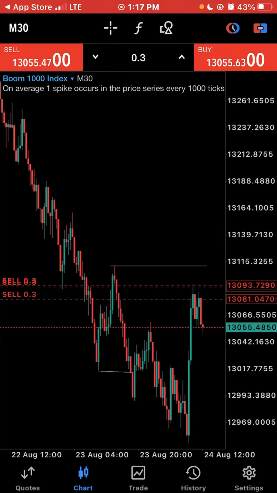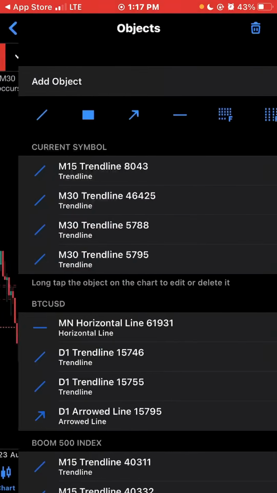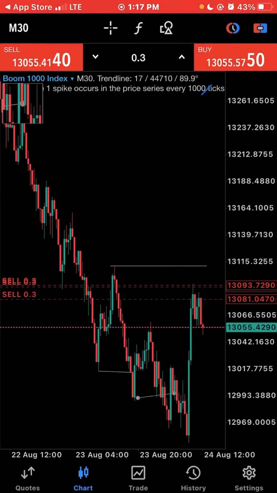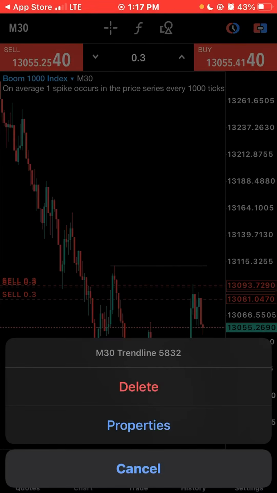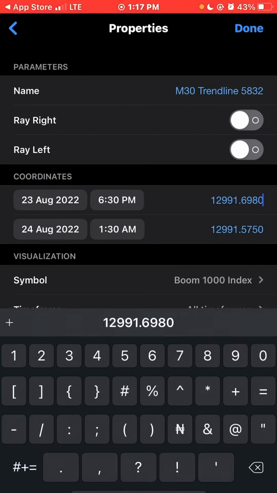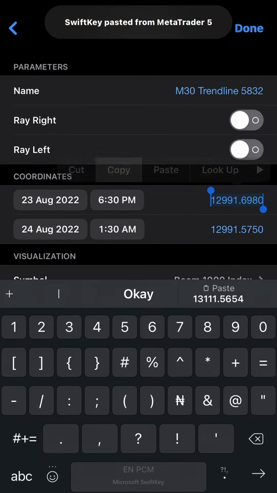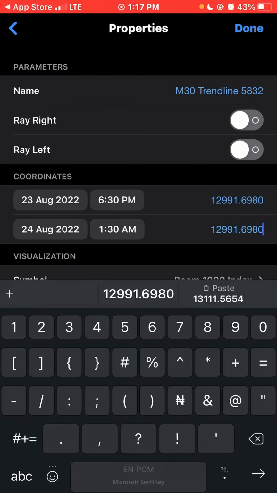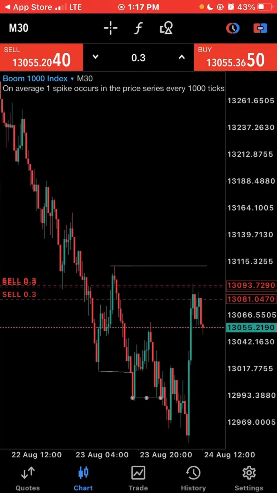The most important determining factor to know if you're going to make profit with this strategy is if you're able to determine the structure of the market, to determine the direction of the market. This is something that my VIP students know very well, but in this video I'm going to be sharing it with you guys. So the first thing you want to do is to try and determine the structure of the market. And this is boom 1000.